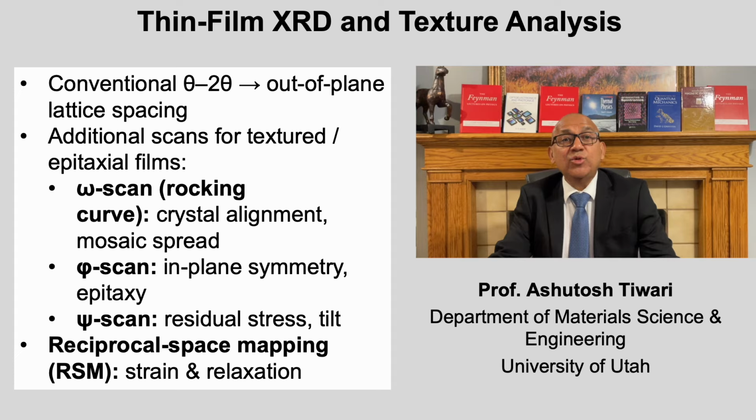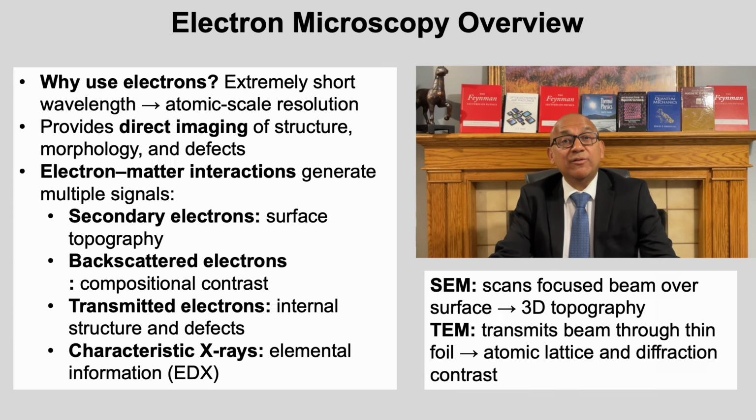Finally, reciprocal space mapping provides a 2D representation of both in-plane and out-of-plane lattice spacings, revealing whether the film is strained, relaxed, or partially coherent with the substrate. These advanced scans transform XRD from a simple phase identification tool into a high-precision probe of crystalline perfection and epitaxy.